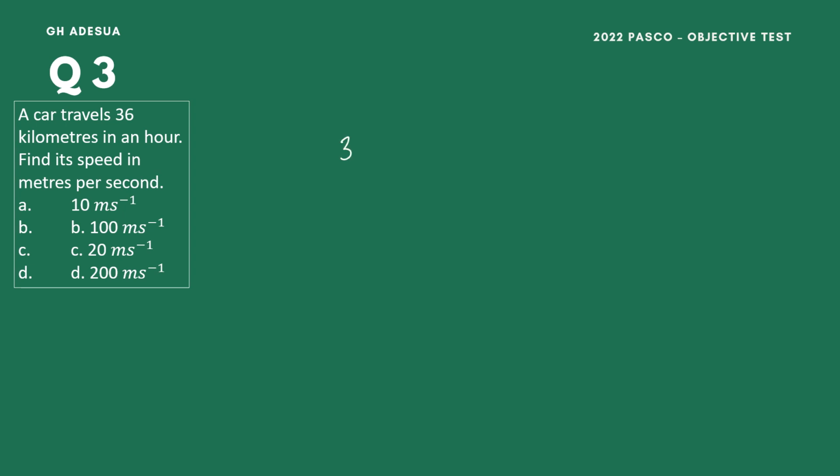Multiply our 36 by 1,000 to give us it in meters. So we are going to multiply that 36 by 1,000. So we now have 36,000 meters. We also do our conversion of our 1 hour to seconds.